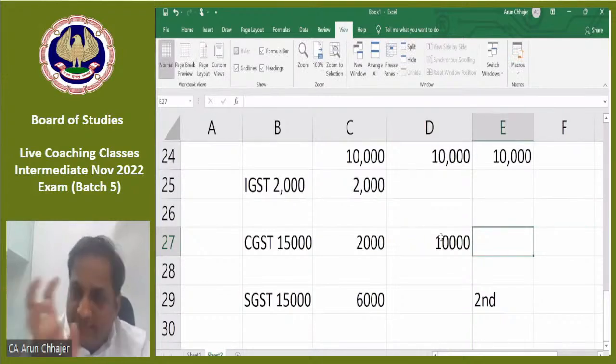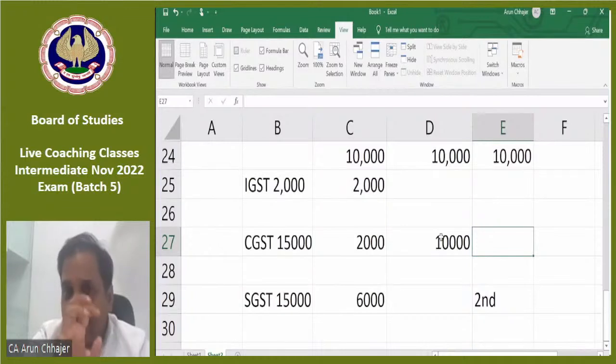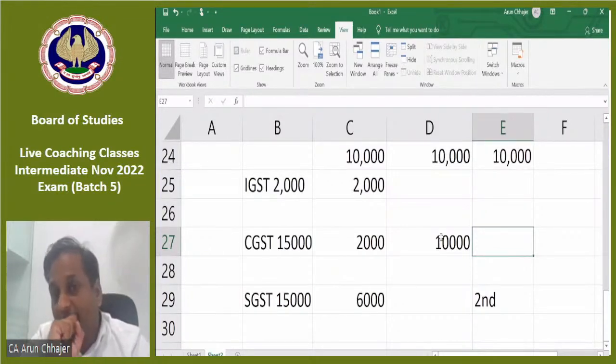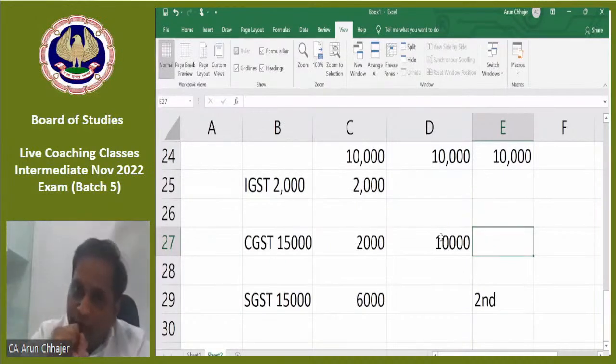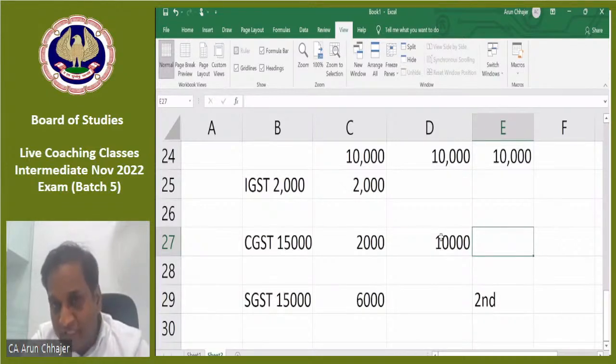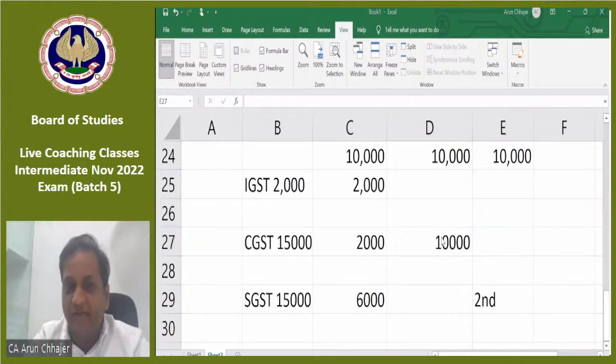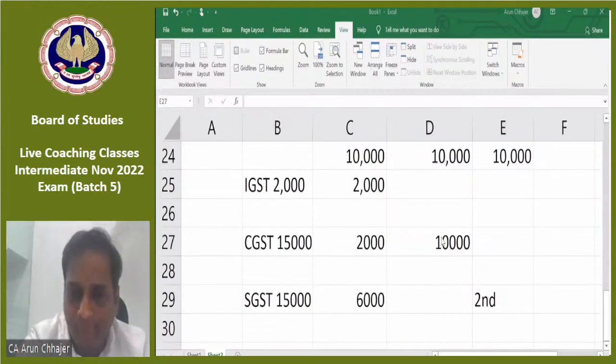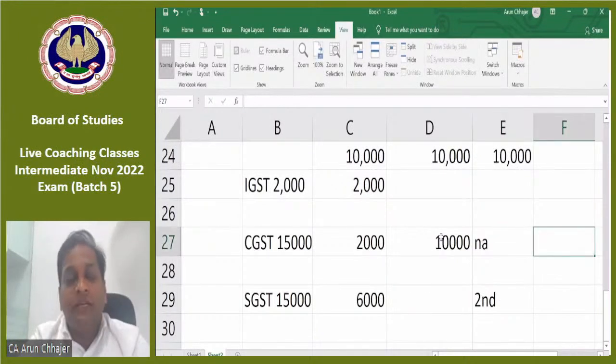You tell me. CGST needs 15,000. They have taken 2,000 from I and 10,000 from C, and the balance they need is 3,000. Please give the answer whether the CGST requirement of 3,000 can be taken from S. The answer would be no, not possible. So meaning thereby 3,000 has to be paid in cash.